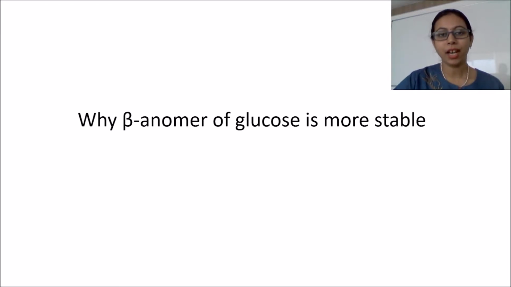This is Dr. Rajni and today we will be discussing why the beta anomer of glucose is more stable. In our previous class, we have seen how the linear and cyclic forms of carbohydrate come into existence, and how mutarotation takes place, which shifts the linear form of carbohydrate to the cyclic form. At that time we also discussed that the alpha form will be less stable as compared to the beta form. Then why is it so? Let us discuss in this video.